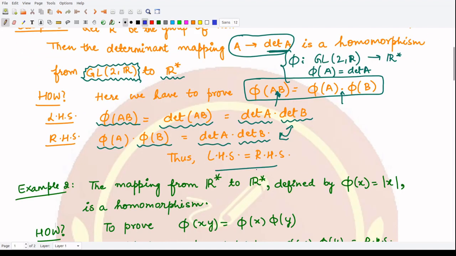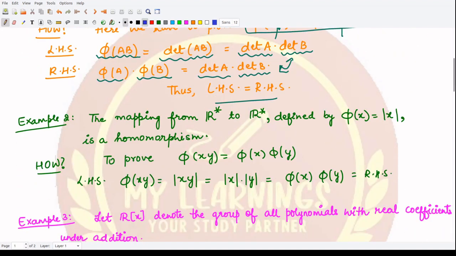In the second example, let's consider the mapping from R star to R star. Again, this is the set of real numbers which does not contain 0 within it. We define it to be like this: phi of x is equal to mod of x. So this mapping here is a homomorphism. Here we have to prove phi of xy is equal to phi of x, phi of y. Why? Because here also the operation is multiplication, in this particular group.